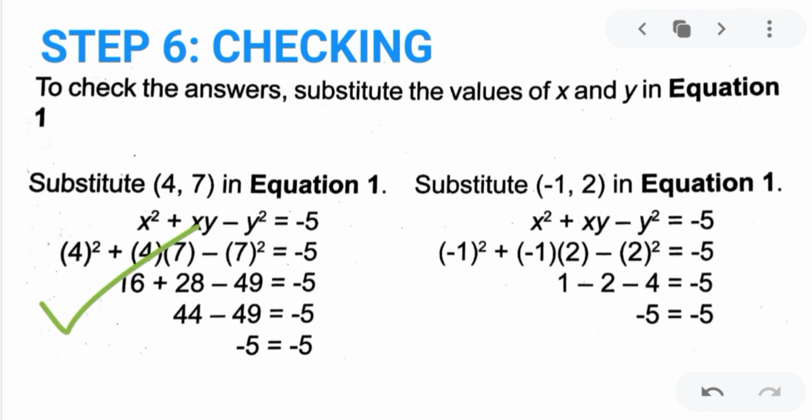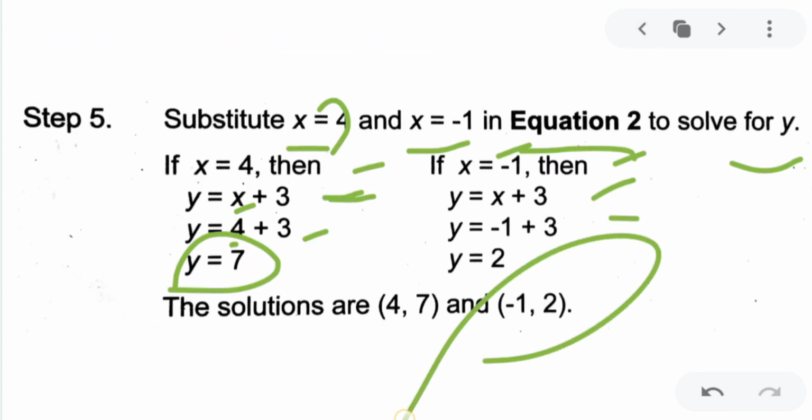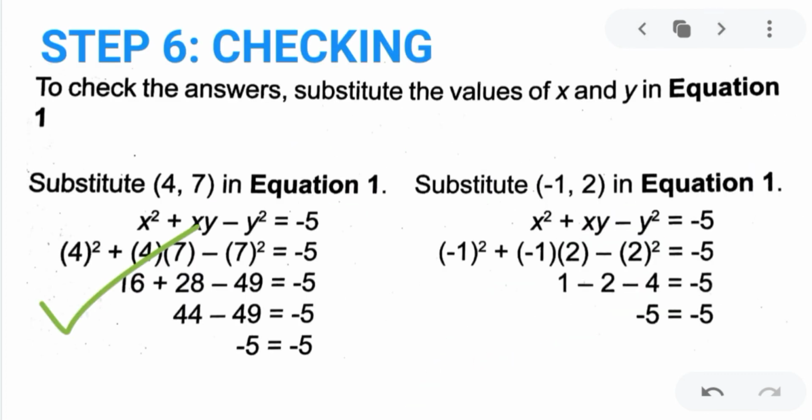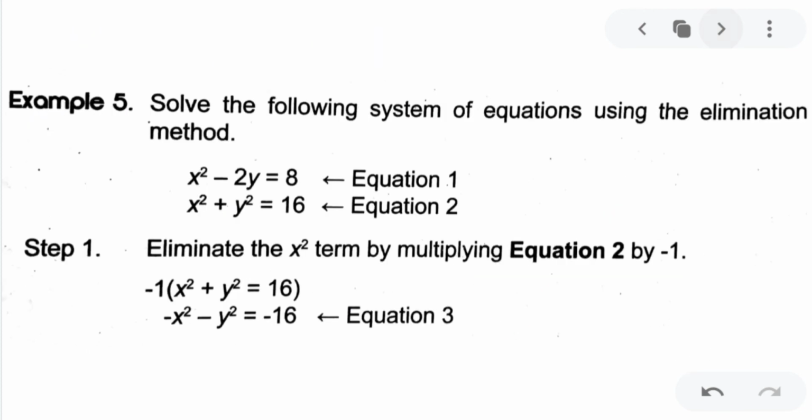Next, substitute negative 1 and 2 in equation 1. So, x squared plus xy minus y squared equals negative 5. That will be x is negative 1, then y is 2, then y squared is 2 squared, equals negative 5. Negative 1 squared is 1. Negative 1 times 2 is negative 2. Then 2 squared is 4. So that will be 1 minus 2 minus 4 is negative 5. So therefore, this is true as well.